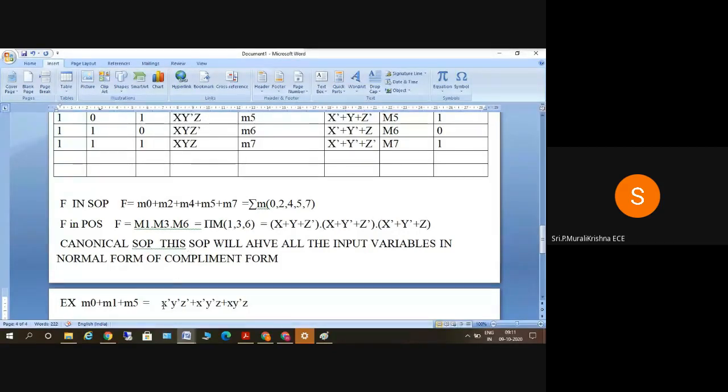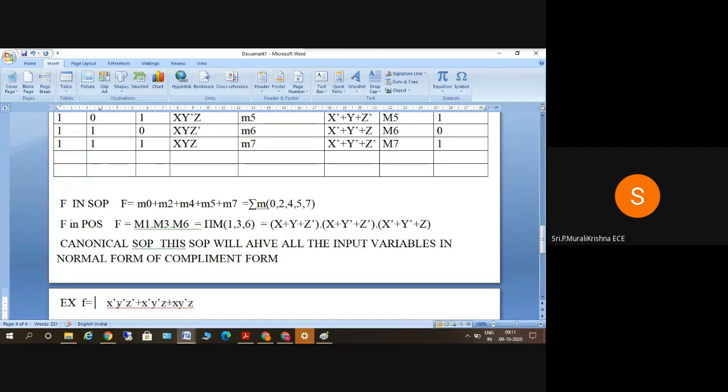So here the terms are not missing. If I don't mention any Minterms also, it is the expression here. So F is equal to, this is the equation. So this is in canonical form of sum of products. So canonical SOP here.